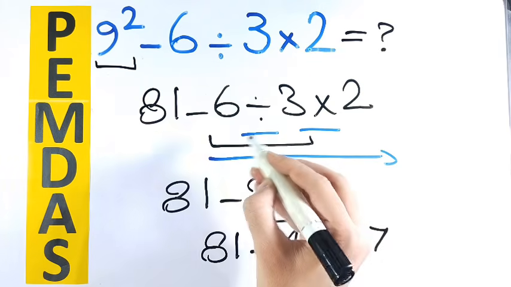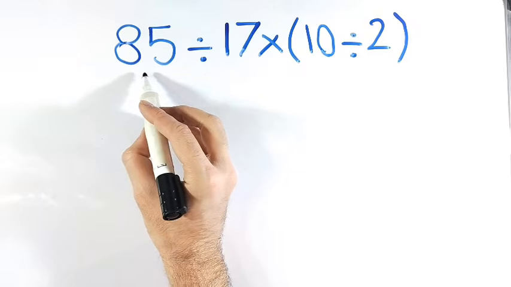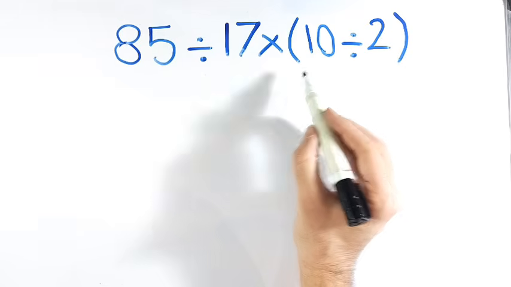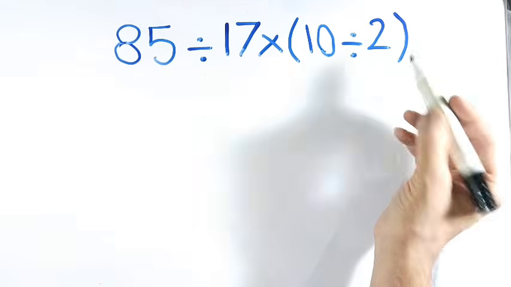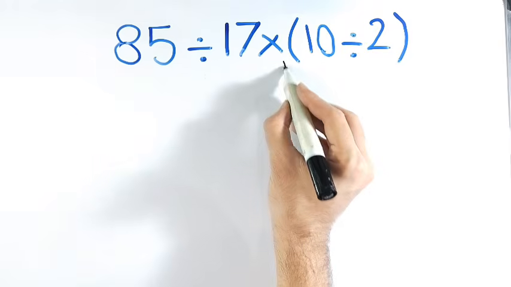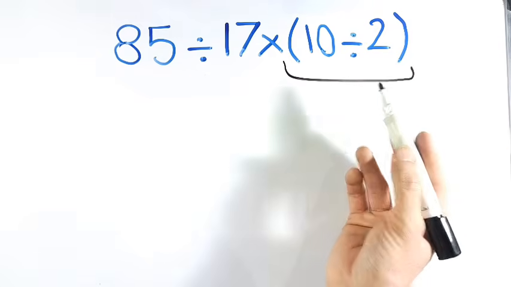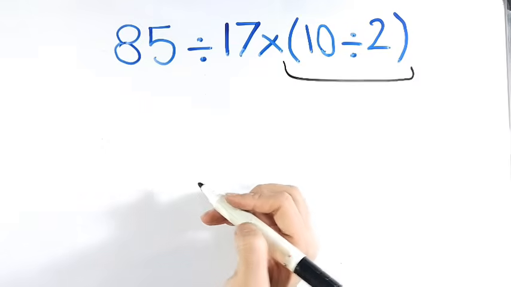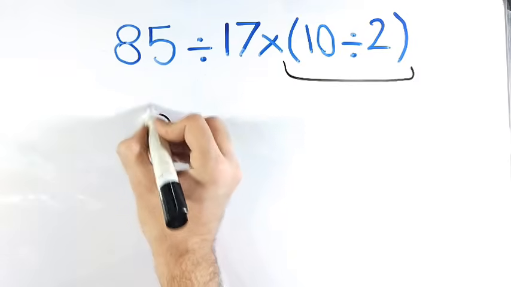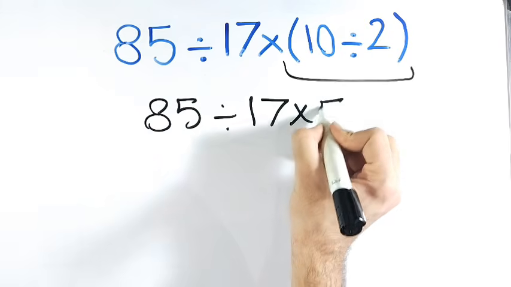Alright, now let's solve another math question together. What is the value of the expression 85 divided by 17, then times open parentheses, 10 divided by 2 close parentheses? Many people, when solving this question, first go to the expression inside the parentheses because they believe parentheses have a higher priority than the other operations. So, instead of this expression, they write 85 divided by 17, then times 5.